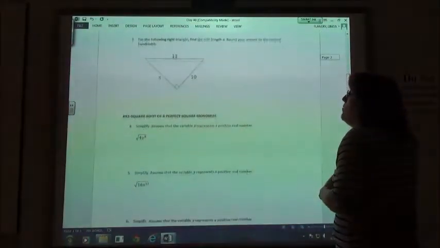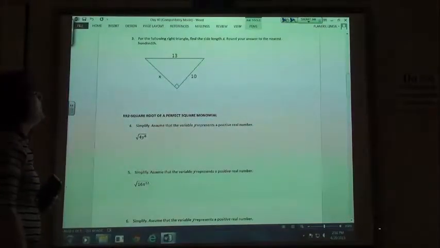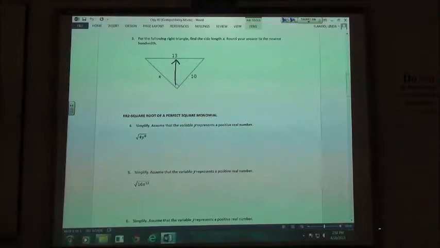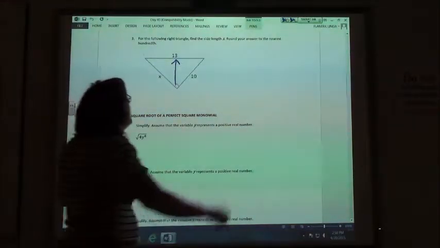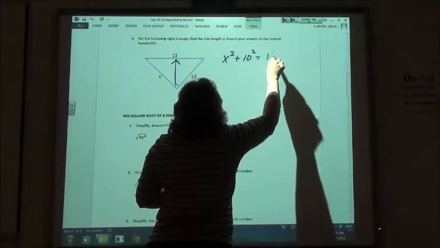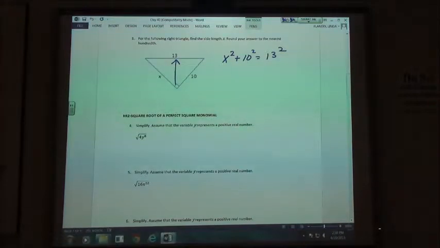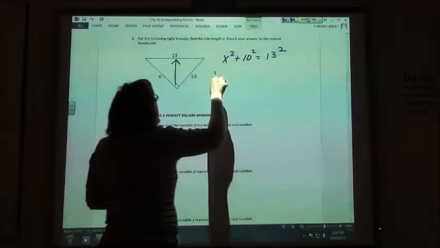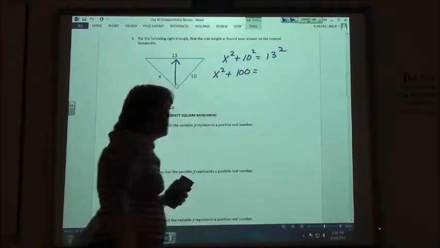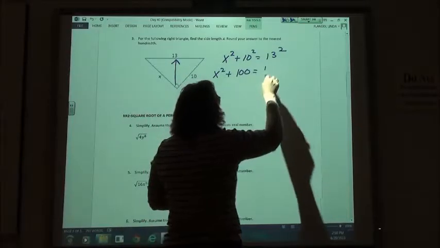The third one, using my Pythagorean theorem. Now they got my triangle turned all topsy-turvy, but if I look, here's my right angle, so my hypotenuse is the 13. Setting up my Pythagorean theorem then, x squared plus 10 squared equals 13 squared. So getting rid of my squaring, x squared plus 10 squared, 100, equals 13 squared, 169.